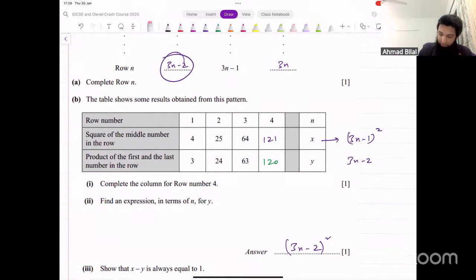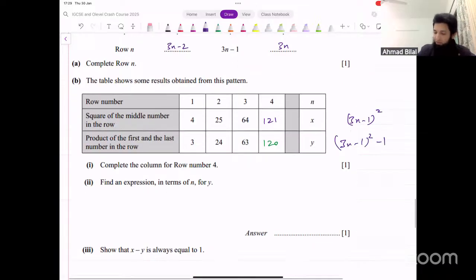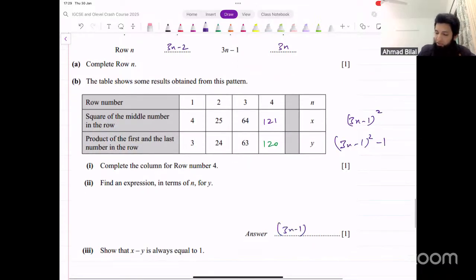Okay, I'm sorry. I missed the square there. That was 3n minus 1 whole squared. And then this number below should have been 3n minus 1 whole squared minus 1. Okay, so this becomes 3n minus 1 whole squared minus 1. That's one way to do this.